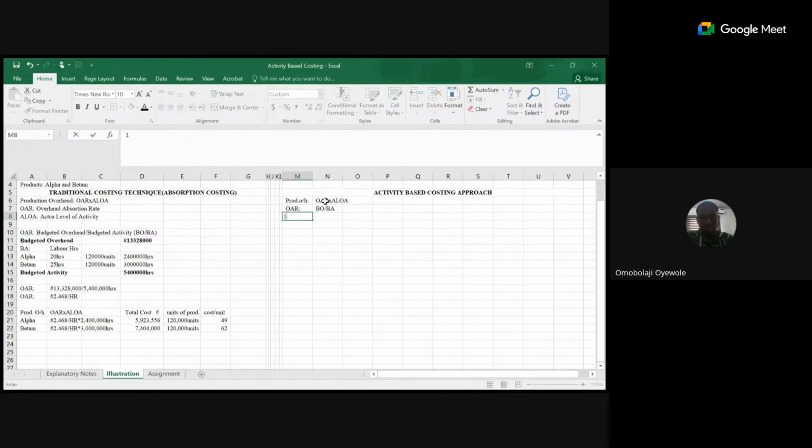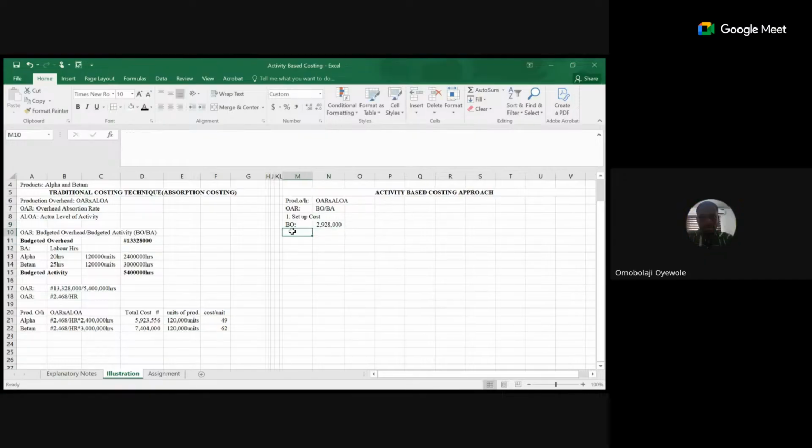So the first one is setup costs. For setup cost, what's your budgeted overhead? The budgeted overhead for setup cost is 2,928,000. That's for setup cost.